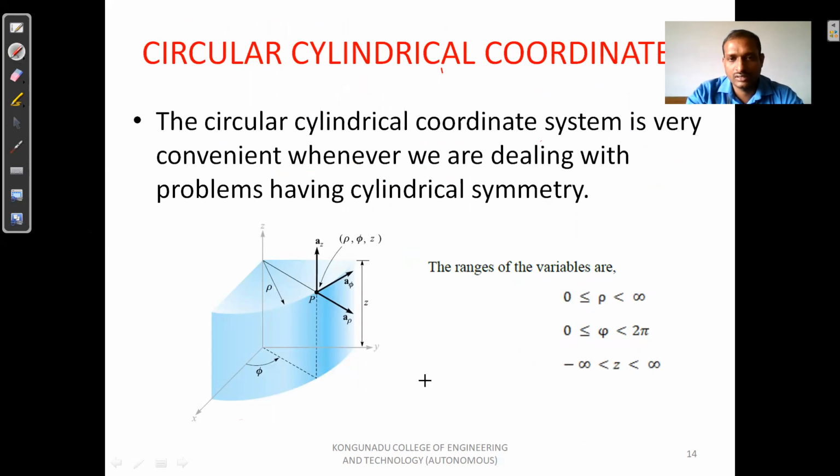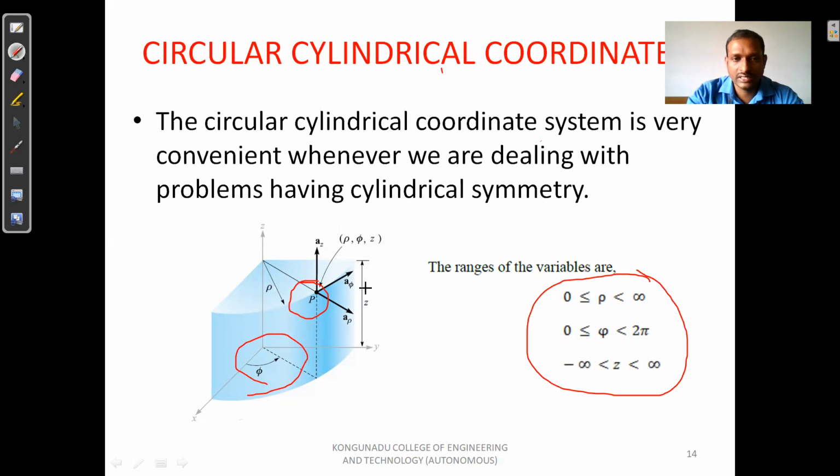Here the three coordinate axes are rho, phi, z. Rho is the radial distance. We mention the point P at some distance rho, some angle phi, and some height z. So with the help of rho, phi, z, we mention points in the cylindrical coordinate system.